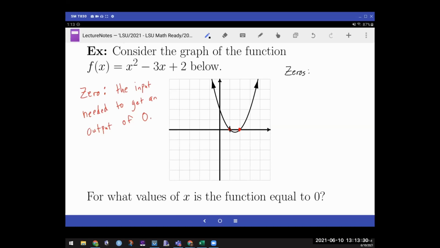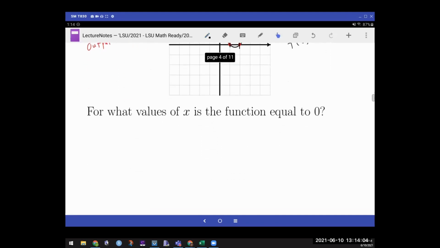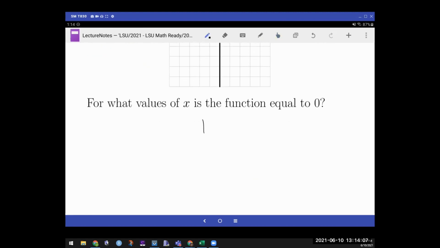So here we're looking at 1, and here we're looking at 2. Now notice I'm not listing these out as points. I'm not thinking about them as points. I'm thinking about them as if I plug 1 into this function up here, I get 0. If I plug 2 into the function, I get 0. So 1 and 2 are my zeros, or my roots. Okay, so that's what it says at the bottom here: for what values of x is the function equal to 0, 1 and 2.